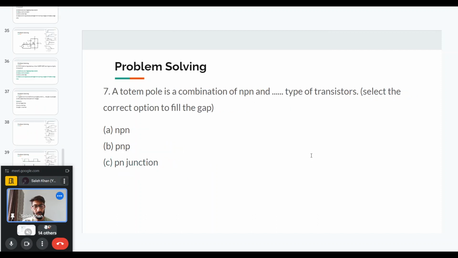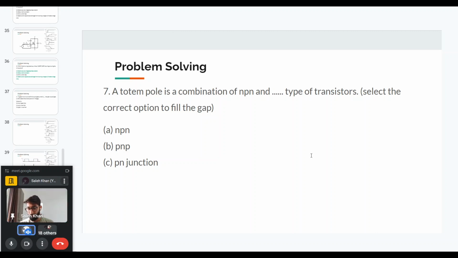The next question is a totem pole. We have a combination of NPN and which other type of transistor? So is it another NPN, or do we have a PNP? Do we have a PN junction like a diode or something?